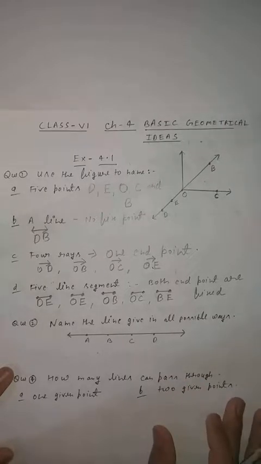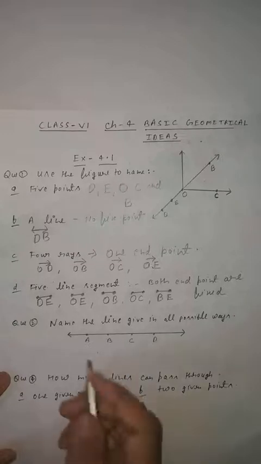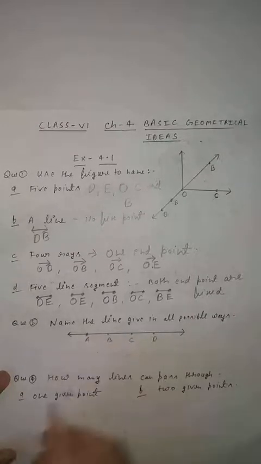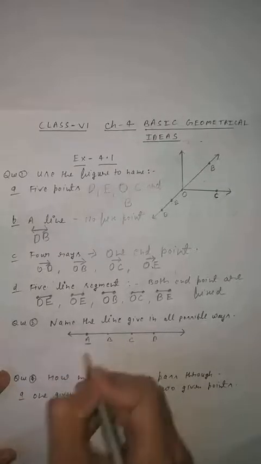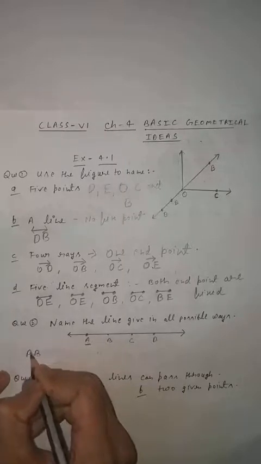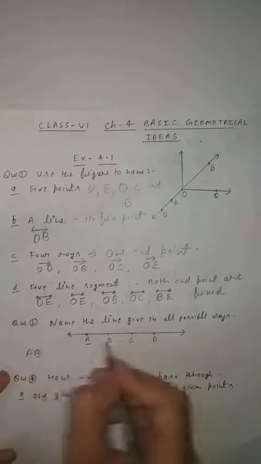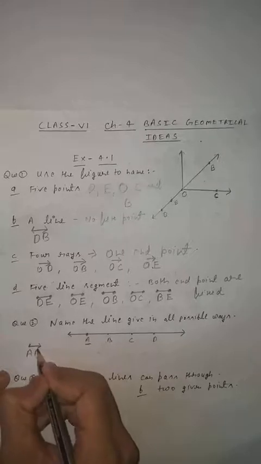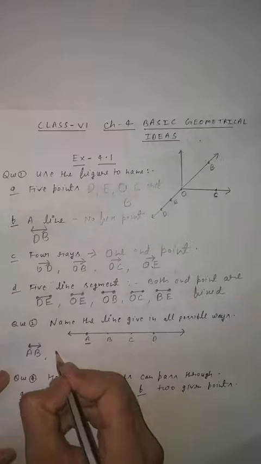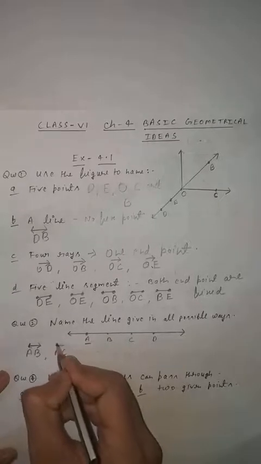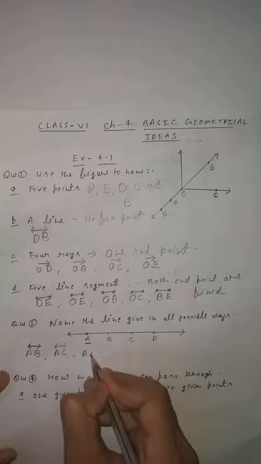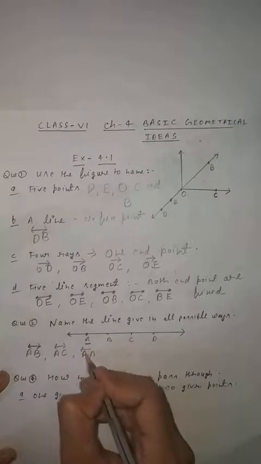Now the next thing is, name the line given in all possible ways. Clear, students? So first we have to take one single point. So choose A first. From A, what can you write down? AB you can write down. We have to write down all possible lines. So this one sign. Then you can write AC, this sign. Another, AD, with this type of sign.